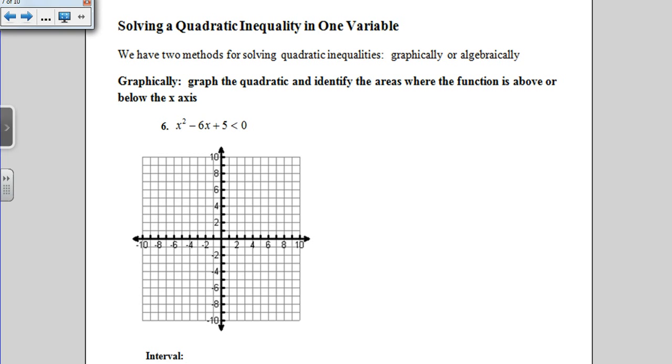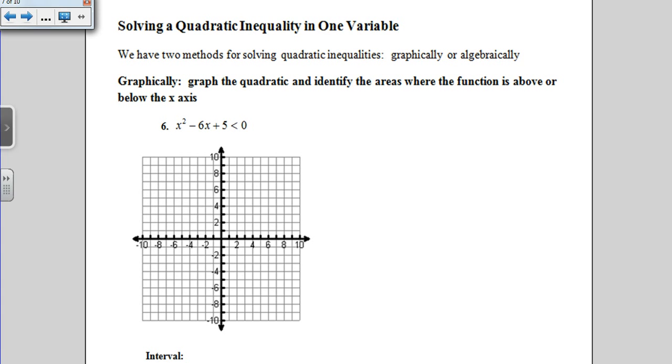Now we're going to solve a quadratic inequality. Instead of graphing it, we're actually going to give the solution set as our answer, and we're going to do it in interval notation. Now, to solve a quadratic inequality, we're going to give you 2 methods. The first method is through graphing it, and the second method will be algebraic.